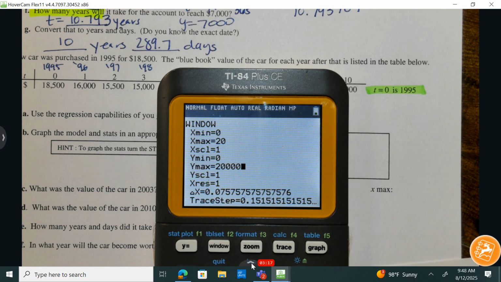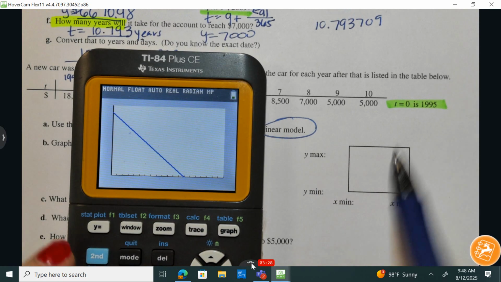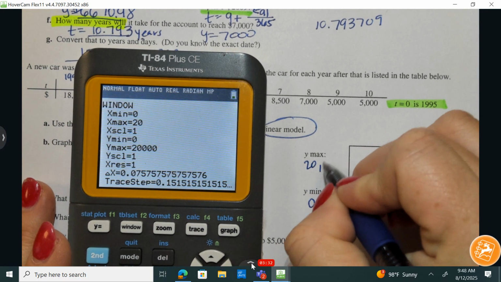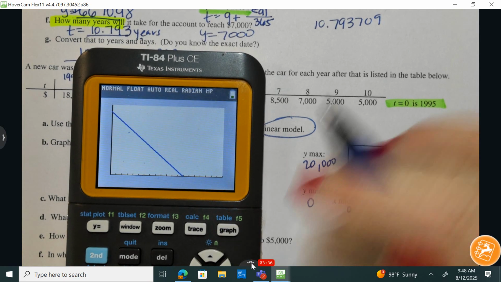So please make sure that you have the exact same that I do. And hit graph. Now I'm just going to graph it. So I went from 0 to 20, so I can see this, and I went from 0 to 20,000. Now you're like, what if I went from 0 to 19,000? That's okay.